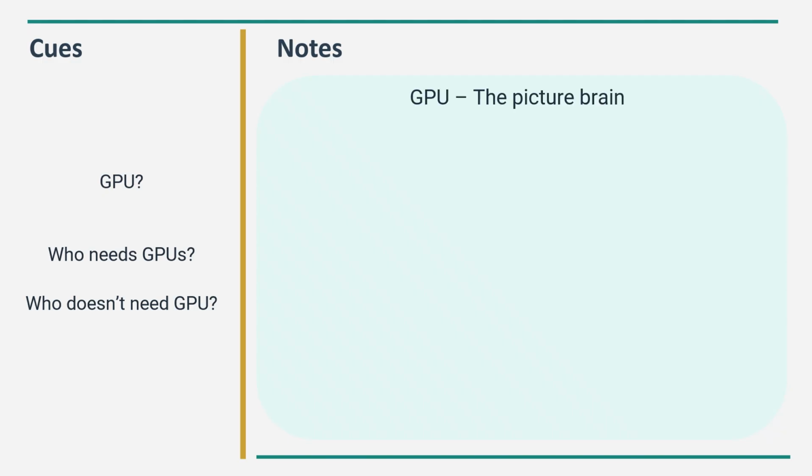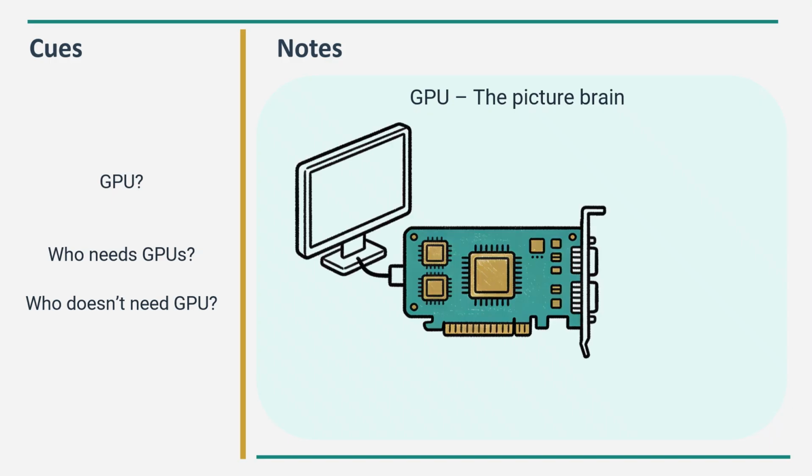The GPU, or the picture brain. Modern computers often have a GPU, or a graphics processing unit. Think of it as a specialized picture brain. It's very good at drawing and updating images, videos, and 3D scenes extremely fast. That's why gaming, video editing, animation, and 3D modeling need a powerful GPU.